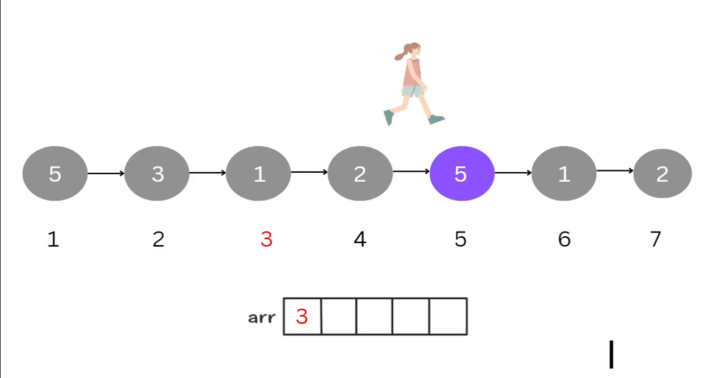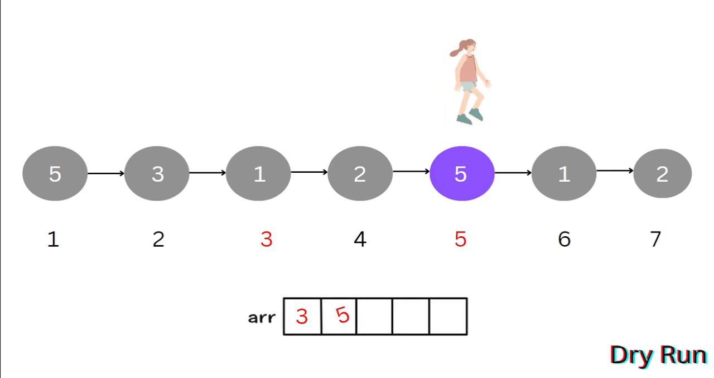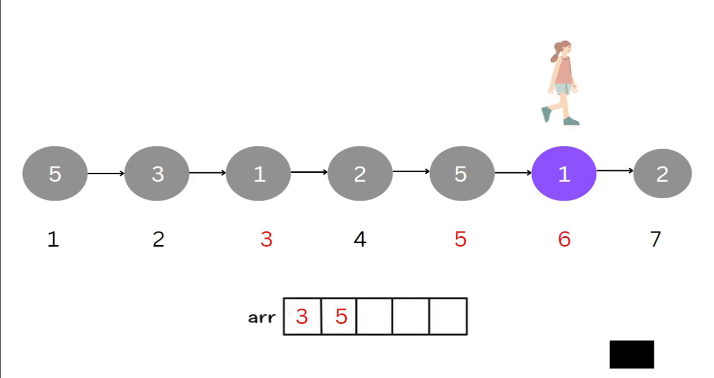Now I move to the next index, which is 5. Looking at its neighbors, both are smaller than the current element. So I say the current node is a local maxima, and I take the corresponding index 5 and put it in my array. Now I move to the next index, which is 1, and I'm considering its neighbors. All the neighbor values are greater than the current value. So I take 6 and put it in my array.